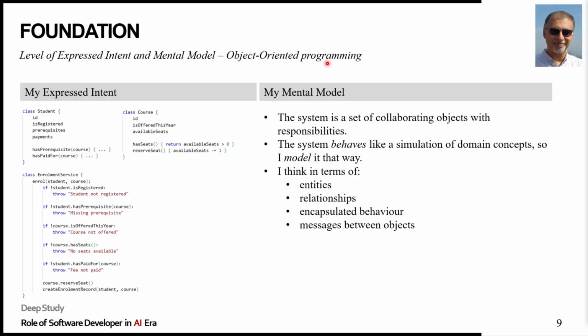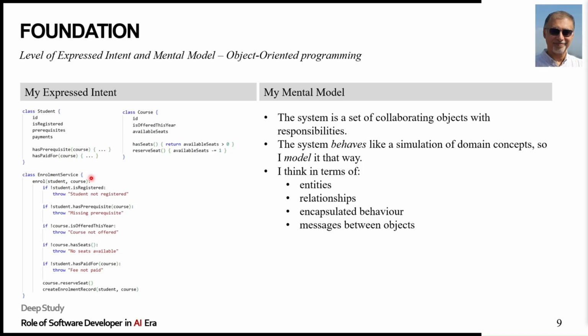Moving on to object-oriented programming, here I express my intent by assigning responsibilities to objects and letting them collaborate. Instead of writing a long sequence of steps, I describe which object should handle which part of the problem. In the enrollment example, the student object knows whether it's registered, whether it has paid, and whether it meets the prerequisites. The course object knows whether it's offered this year and whether seats are available. The enrollment service coordinates the interaction, but it does not do everything itself. It simply asks the right objects the right questions.